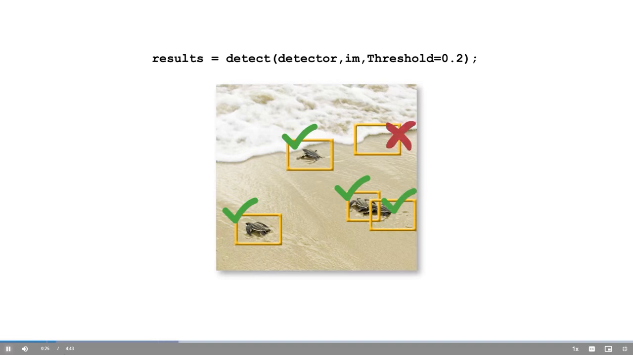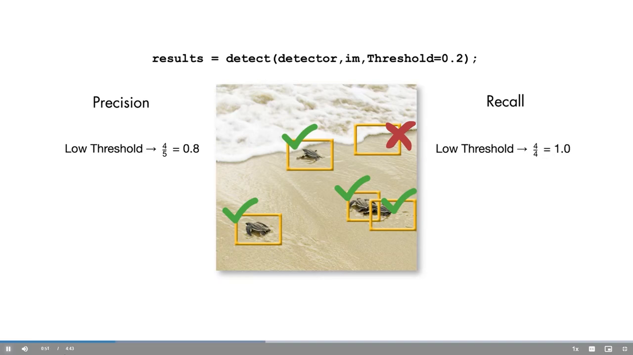Two metrics for evaluating this trade-off are precision and recall. Precision measures how accurate your detections are. For this image and low score threshold, 4 out of 5 detections are correct, so the precision is 0.8. Recall measures the fraction of objects, here turtles, that you actually found. And the recall for this score threshold is 1, because you found all 4 turtles.